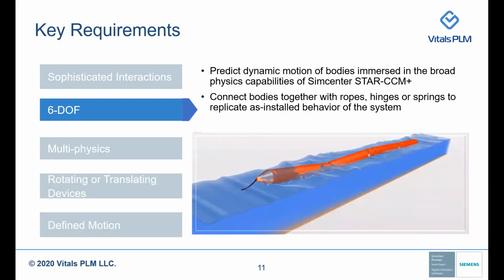There are a good number of examples where there's a need to predict dynamic motion of bodies under interactions of various physics, which again demands a true 6DOF view of the capabilities of a CFD code. Here in this example, what we see is a wave energy converter floating on the free surface of the waves for the purpose of power generation. Predicting its as-installed behavior requires means to include mechanical connections like ropes, hinges, and springs into the modeling approach.